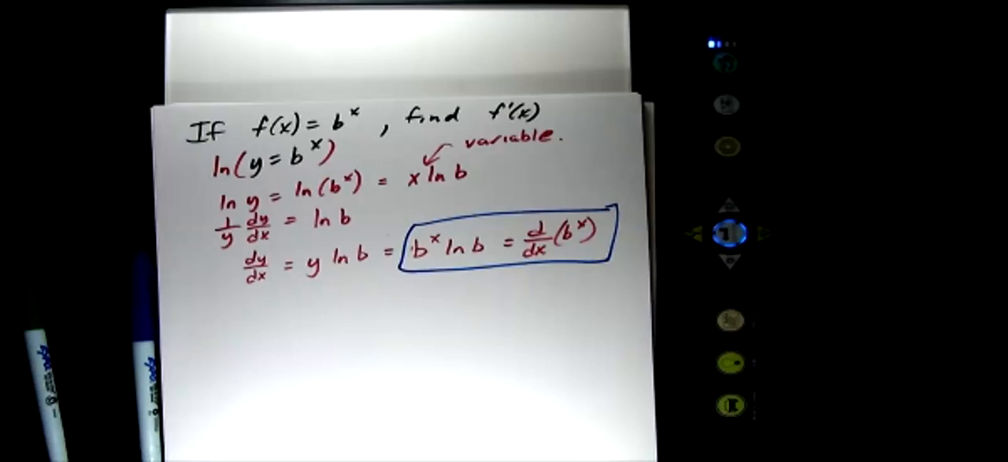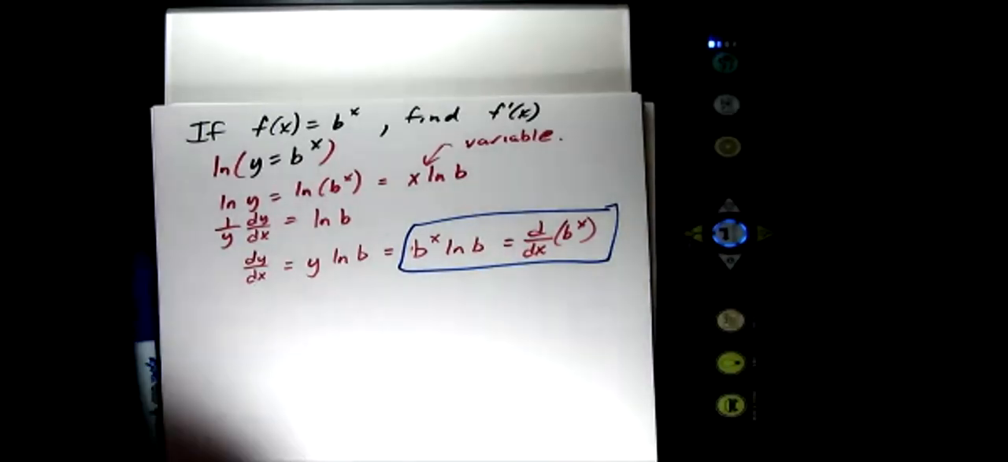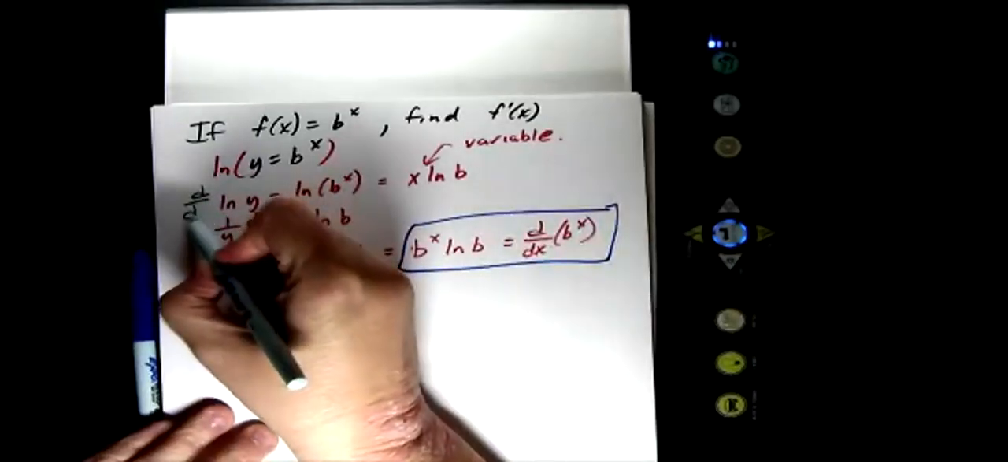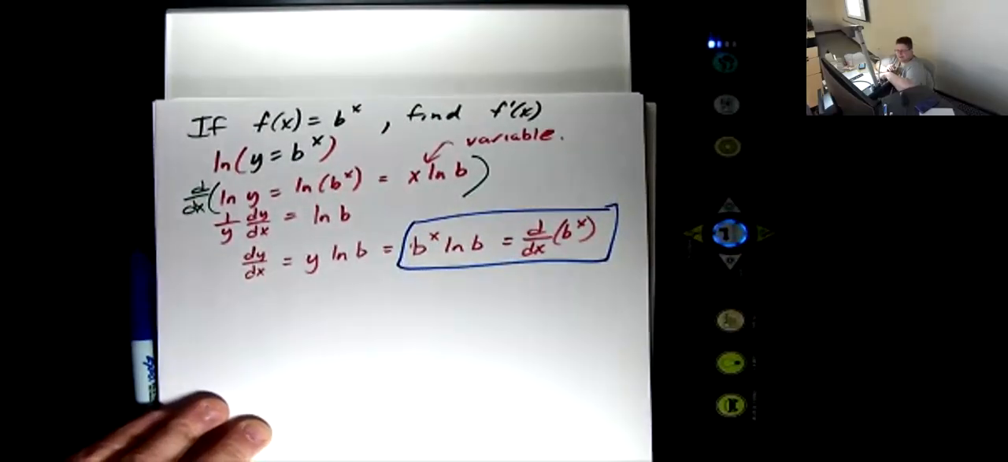I have a question. Yeah, why did the x go away? We took the derivative of it with respect to x. Sorry, I didn't write that down. I said it, but I didn't write it. Thanks for pointing that out.